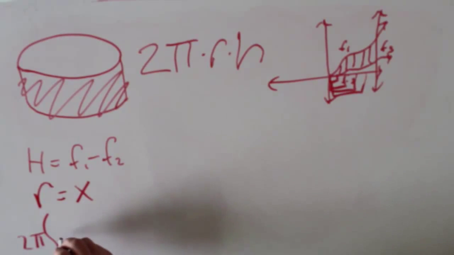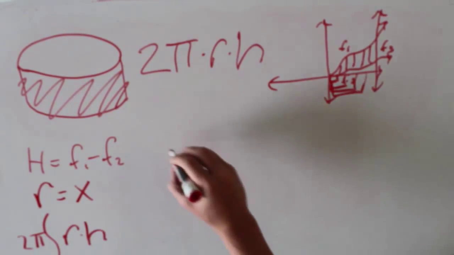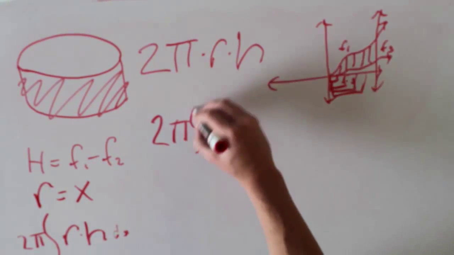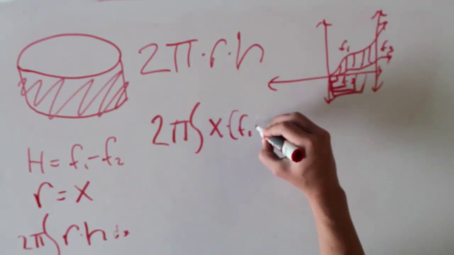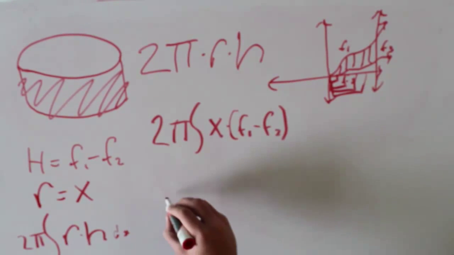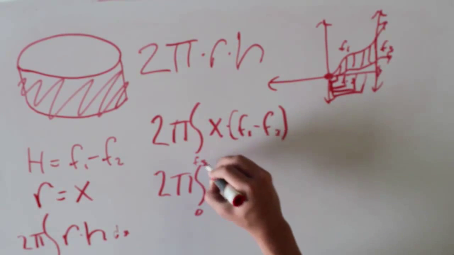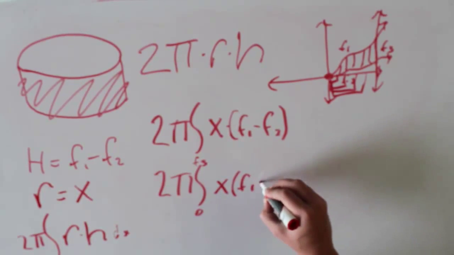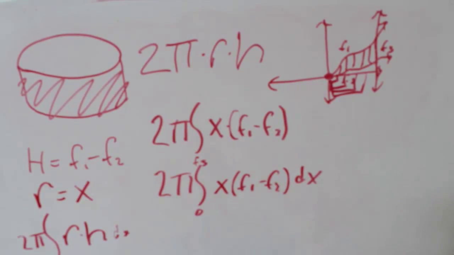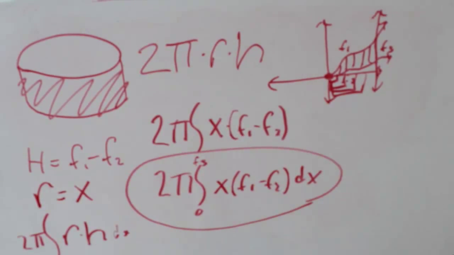The radius of the shells is just going to be x, because the distance from the center is the radius, and that's x. Now we're going to write this in integral form, 2 pi of the integral of rh dx, and r expands to x, and h expands to f1 minus f2. Now the limits are going to be from 0 to f3, because f3 is the final point in the shell. And that is the general form.